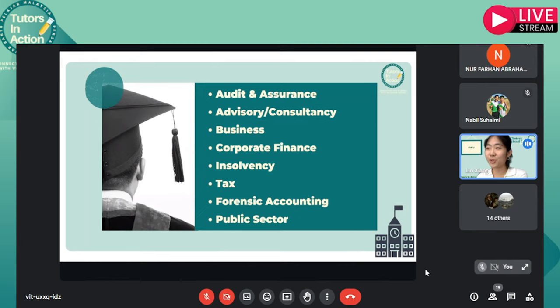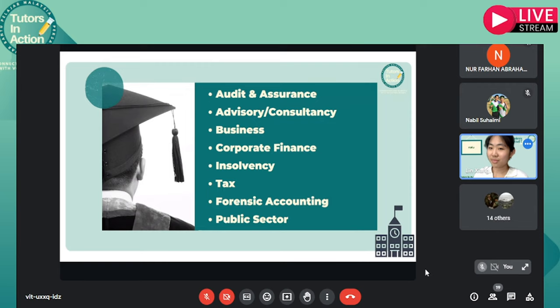But yeah, other than the audit industry, you would have your advisory or consultancy industry, and also business, corporate finance. You can go into insolvency, tax, forensic accounting. Just in case you're wondering, forensic accounting is not the same as your usual accounting, right? If you're interested to know more about it, you can also ask me in Q&A.